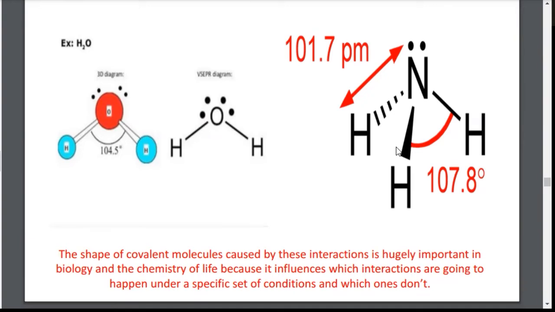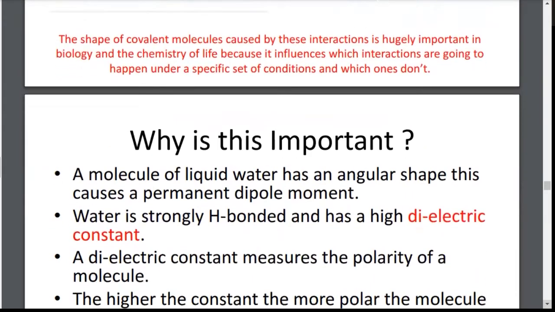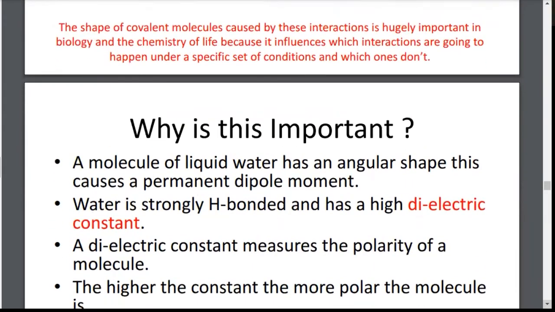The shape of covalent molecules caused by these interactions is hugely important in biology and the chemistry of life, because it influences which interactions are going to happen under a specific set of conditions and which ones don't. That's why all of this is so important, and this is the bit where the theory gets applied to the real world.